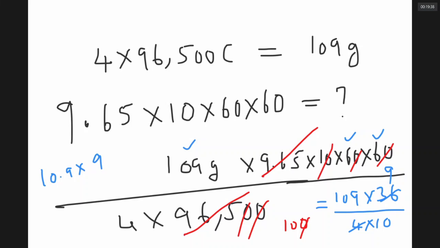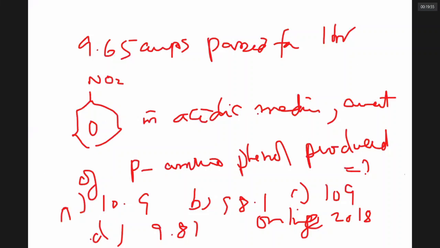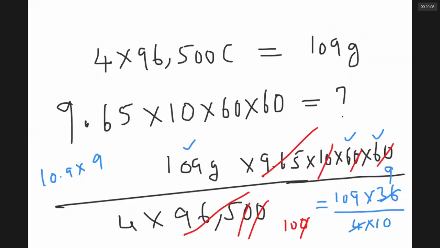Which answer is close? You have to choose. See whether there is any mistake in our cancellation. Sir, in the problem, I have done a small mistake. I read the problem incorrectly. Look at the problem. 9.65 amperes passed for 1 hour. How much have I taken here? 10 hours. No, that's a mistake.